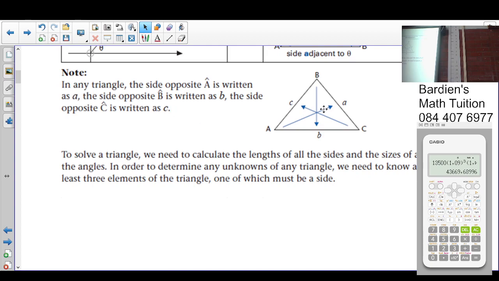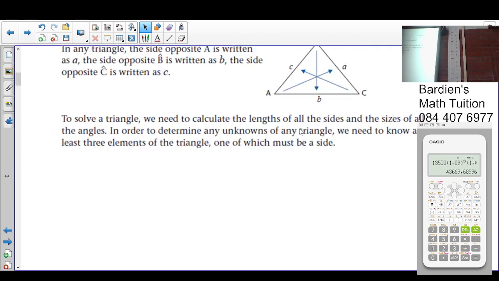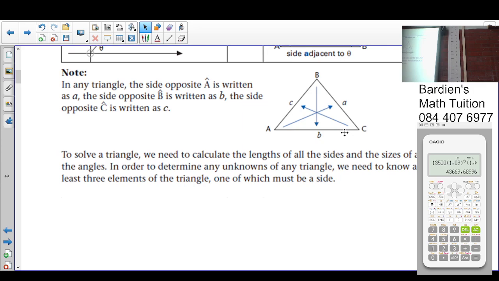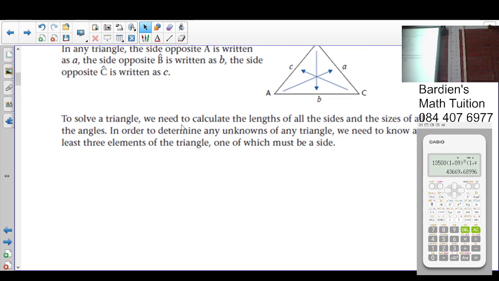Note in any triangle, the side opposite angle A is lowercase a, the side opposite angle B is lowercase b, and the side opposite angle C is lowercase c. Remember, the vertices, or the angles, are denoted by capital letters, while the sides are denoted by lowercase, or small, letters. To solve a triangle, we need to calculate the length of all the sides and the sizes of all the angles that are not marked.